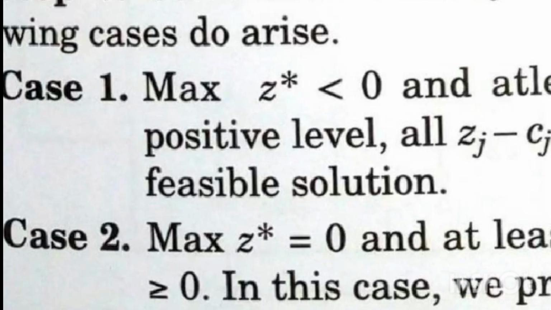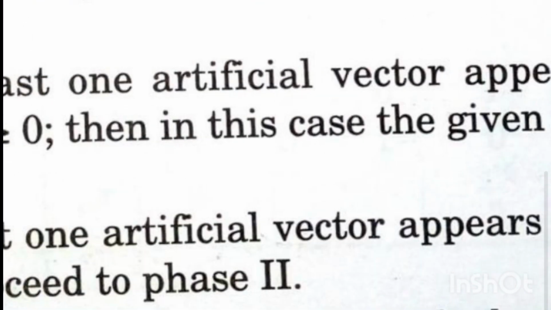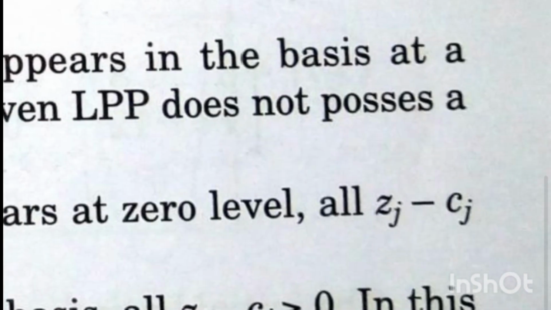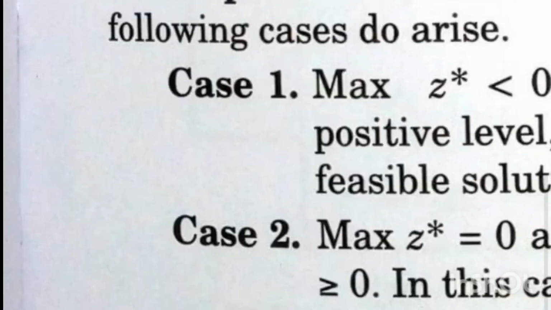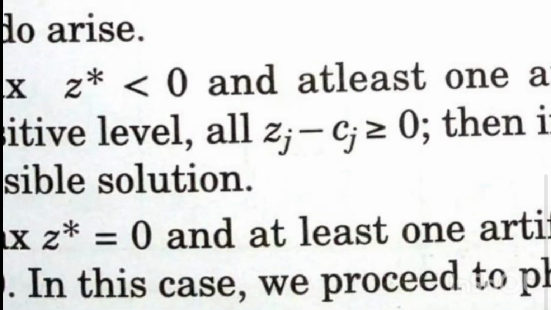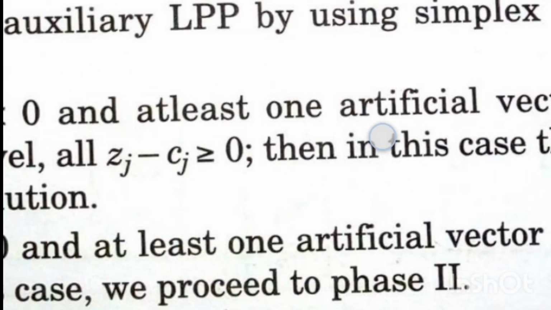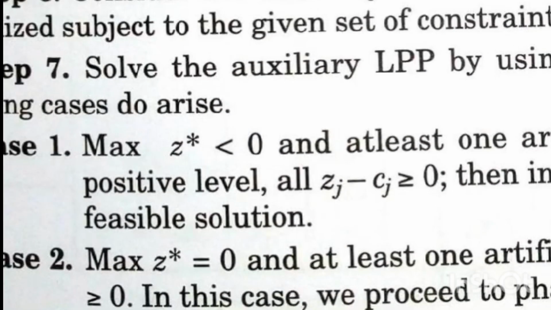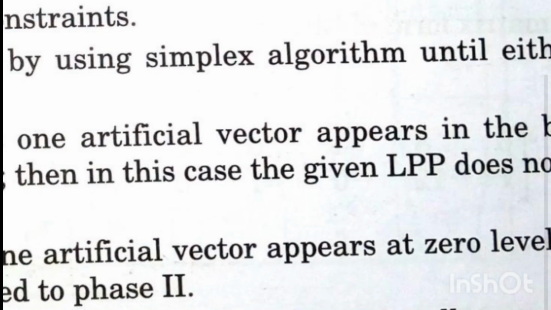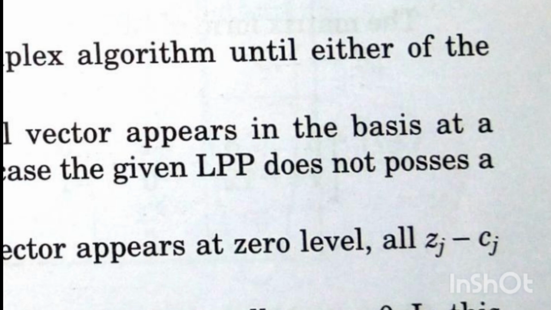Next, max z star equals 0 and at least one artificial variable appears at a zero level. All zj minus cj's are greater than or equals to 0. In this case we proceed to phase 2.